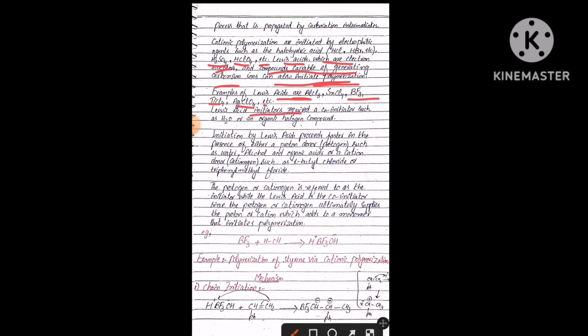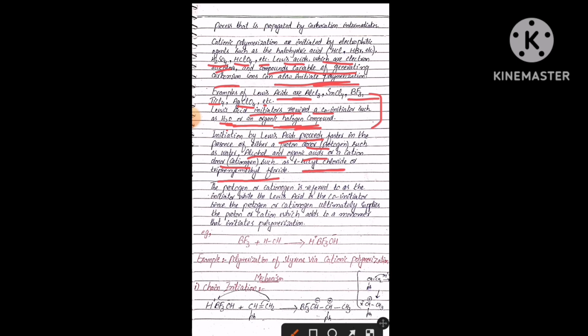Lewis acid initiators require a co-initiator such as water or an organic halogen compound. This is important, students: if we use a Lewis acid as an initiator, we also require a co-initiator with the Lewis acid. Initiation by Lewis acid proceeds faster in the presence of either a proton donor, a protogen, such as water, alcohol, or organic acids, or a cation donor, a cationogen, such as tertiary butyl chloride or triphenyl methyl fluoride. So these are agents we can use for initiation, either a proton donor or a cation donor.